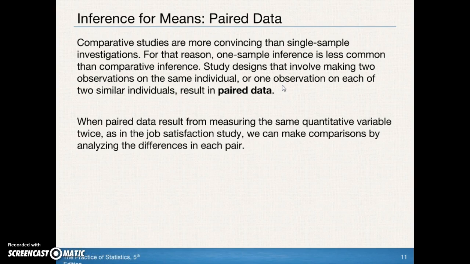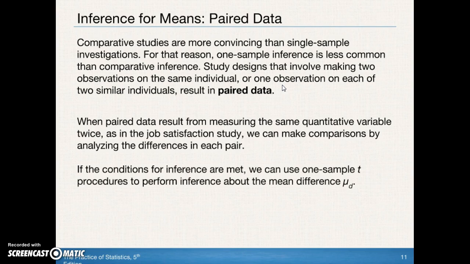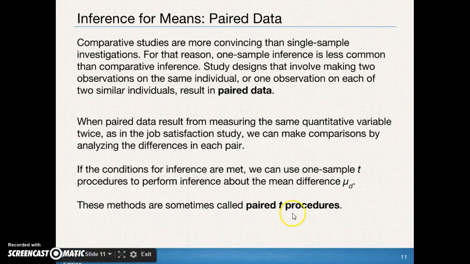Again, we're just comparing between those two quantitative values, and we're doing the same conditions, but we're doing them only if the one sample t procedures work for the mean difference. So you always want to be comparing the difference part as we go through. Again, they're often called paired t procedures, paired data, matched pairs. All of those words are sort of interchangeable as we keep moving forward.